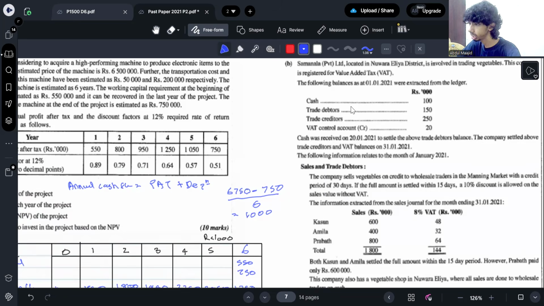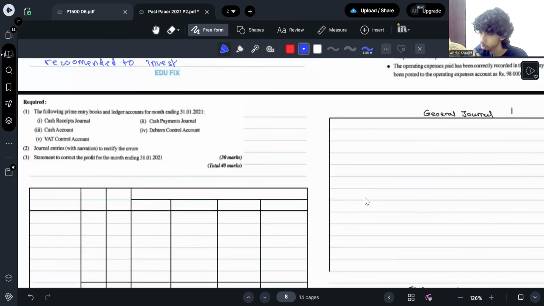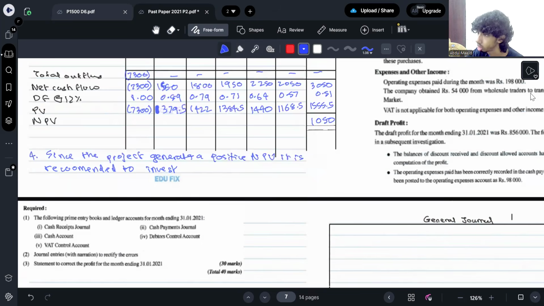Cash was received on 20th Jan to set. Okay, wait. What are the requirements? You have to prepare the cash receipt journal, cash payment journal, cash account, and debtor control account.